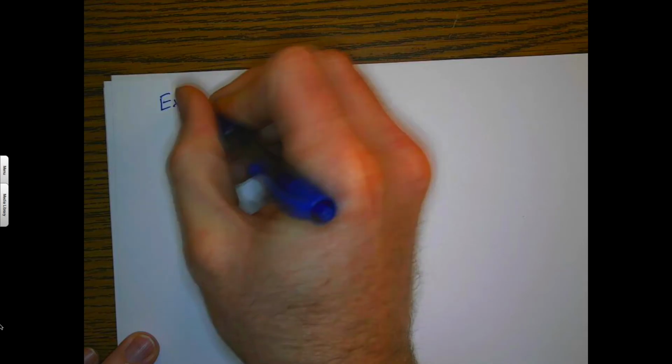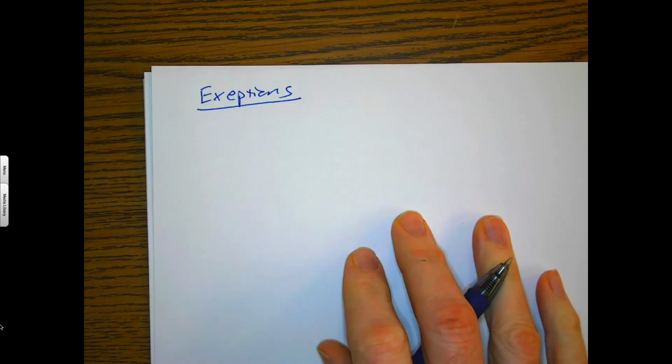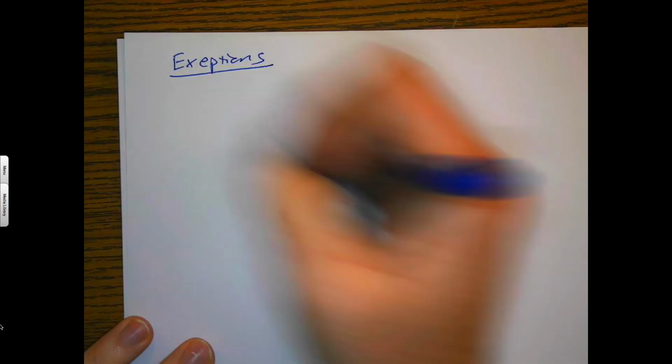Now, let's talk about those dreaded exceptions, because exceptions like to find their way on the test. Exceptions happen because either you don't have enough valence electrons, or you have the possibility of d orbitals. You can check them out in your notes.